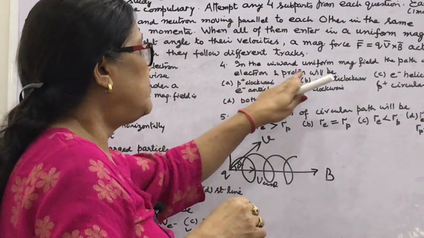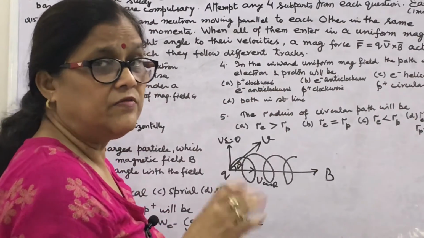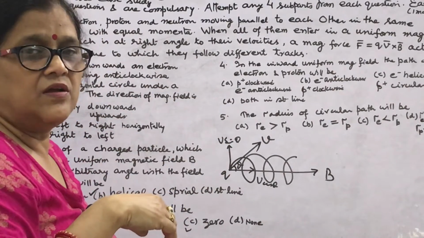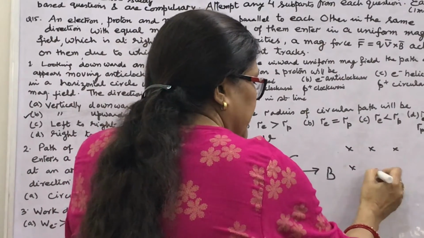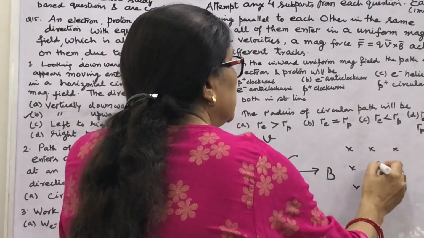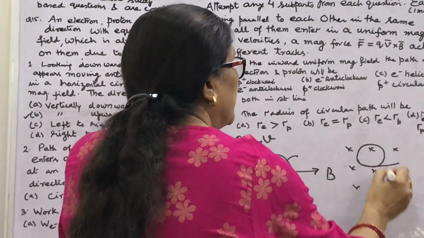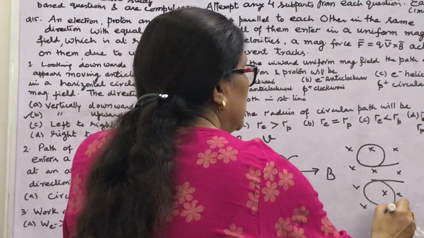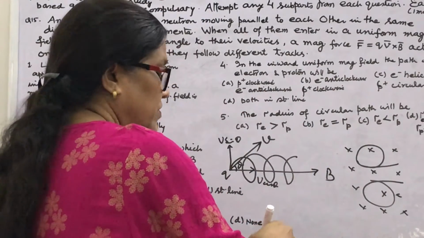In the inward uniform magnetic field, the path of electron and proton will be. What I told just now in the first part, how to decide. Suppose this is the inward direction of the magnetic field, then you can see that the electron and proton will move on a circular path. Okay, how will you decide? As per tracing, how will you decide?